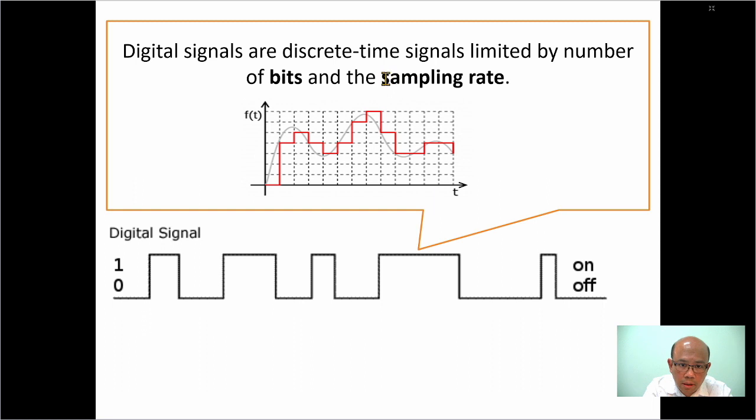And also the sampling rate. What is the sampling rate? The sampling rate is the sampling in the horizontal direction, right here. This is sample one. This is a sampling point. When a system has a high sampling rate, that means it generates a lot of data to convert from the analog signal to the digital signal.